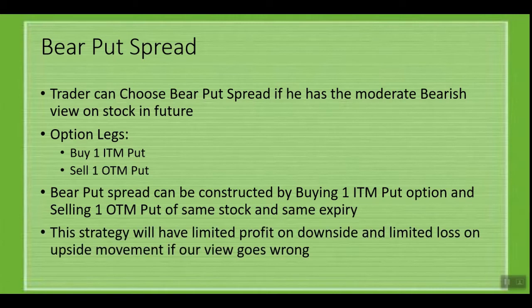This strategy will have a limited profit on the downside if our view goes correct. As we have a moderately bearish view on the stock, if the stock moves down, then we'll only have a limited profit. This is not an unlimited profit. We also have a limited loss on the upside: if our directional view goes wrong and the stock moves higher, we'll only have limited losses.